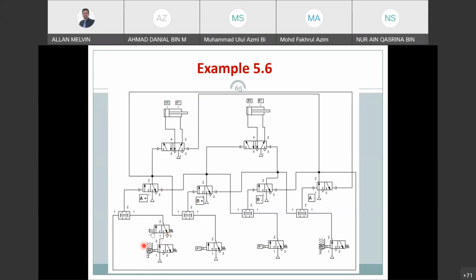Okay, so final question. Based on your understanding, what are the advantages of step counter method compared to classical and cascading method? Why? Kenapa step counter method is better than cascading and also classical method? There is no signal overlap. Okay, tapi cascading method pun tak ada signal overlap. Dia tanya apa dengan classical and also cascading compared to step counter. Kenapa step counter lagi better?